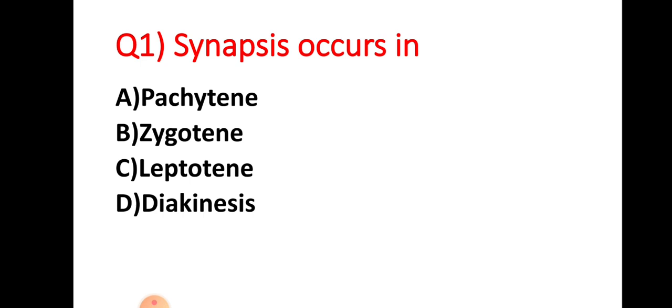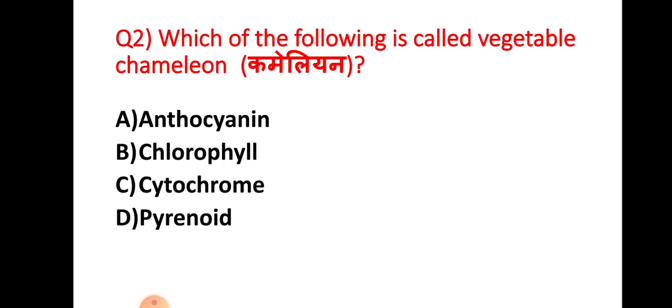Synapsis occurs in. We know that synapsis occurs in meiosis cell division, and in meiosis cell division in prophase first stage, in zygote stage of prophase first synapsis occurs. So right answer for question number 1 is zygote. Now let's see question number 2.